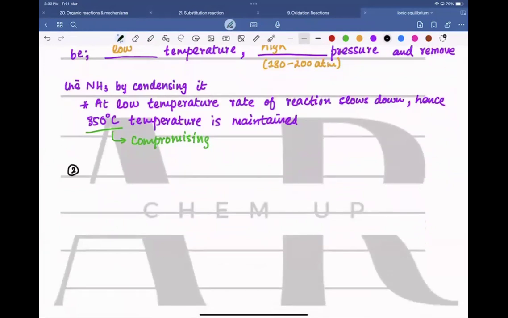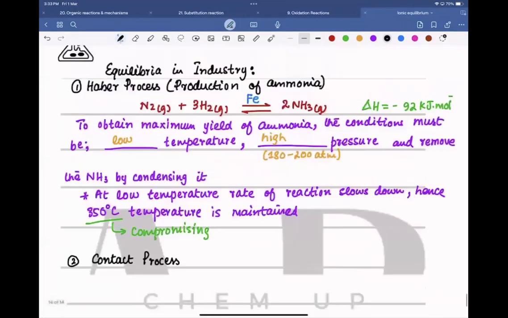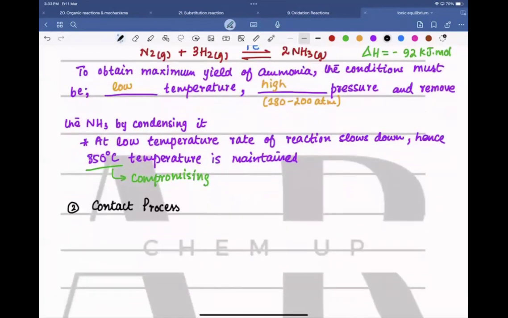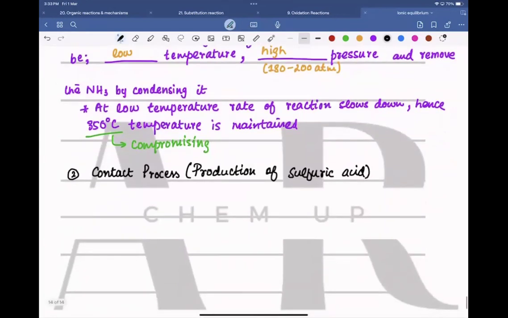Now, the second thing that we have is the contact process. Now the whole process is not part of the syllabus, so we just look at it. It is the production of sulfuric acid, the industrial preparation of sulfuric acid. So we will not discuss the whole process. We only discuss the equilibrium reaction.